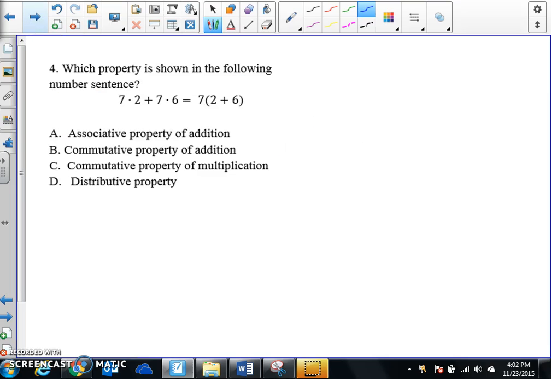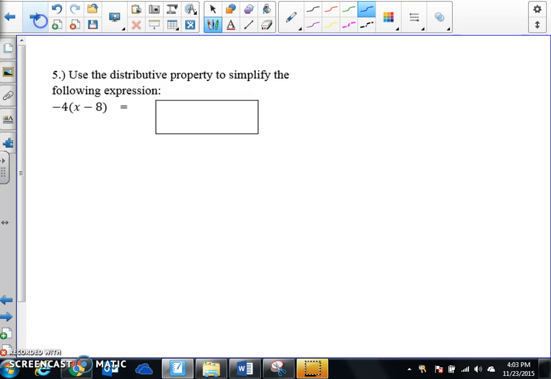Which one is shown? All right, so this one, remember, for it to be associative, it would have to go 7, 2, 7, 6, 7, 2, 7, no. Commutative, I just flip the order. I'm not changing any order here. So it has to be distributive. And that's because this is 7 times 2 plus 7 times 6. So we do usually see it like this, but you could also see it this way. Make sure you know both.